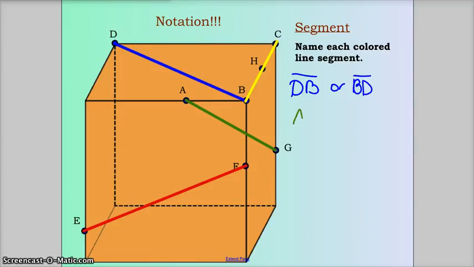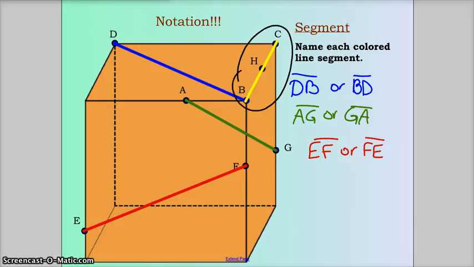Green one goes from A to G with the line segment on top, or G to A. E to F, or F to E. If you take a look at the yellow one, there are 3 points on this line segment. When we name a line segment, we need to name it by the end points. B is one endpoint, C is the other. BC or CB with the line segment on top. If you were to call this BH, you'd be referring to a line segment from B to H, and while that is a line segment, it's not the entire yellow line segment.